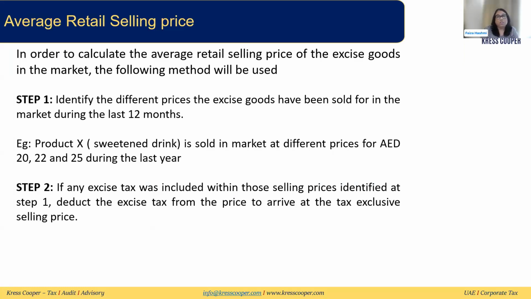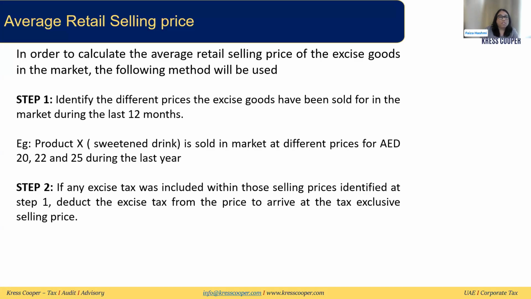So for the excise good that you have, we need to check in the market what price the retailers have been selling it at during the last 12 months. Let's take an example, product X, a sweetened drink. It is sold in the market at different prices. For example, one retailer sells it at AED 20, another place sells it at AED 22, and another at AED 25. So let's assume that these are the three prices the product has been sold for in the last year.